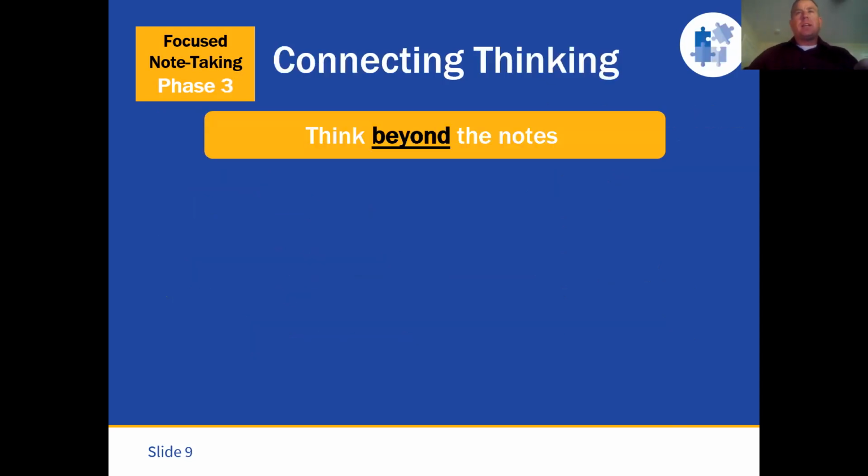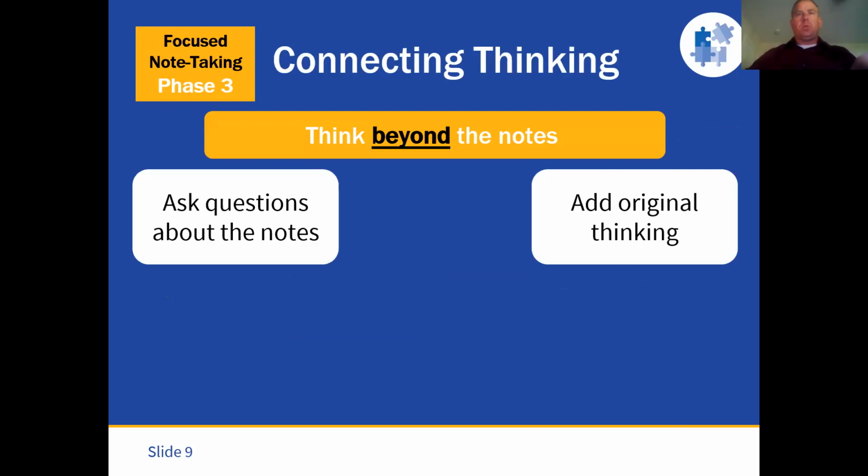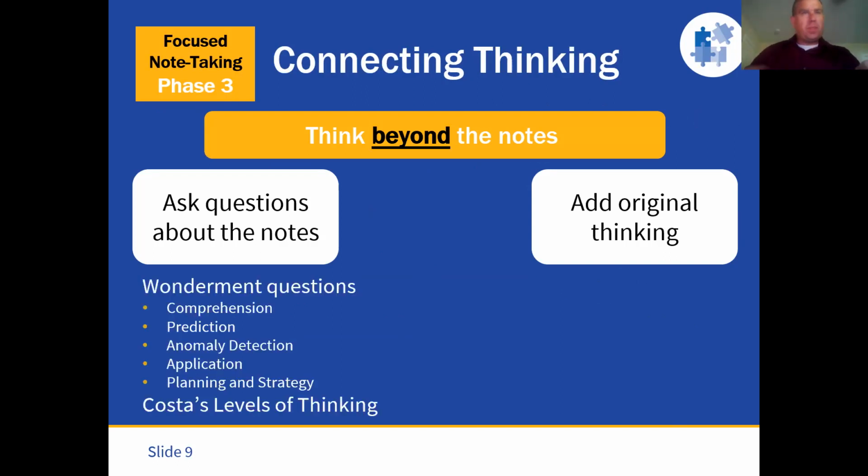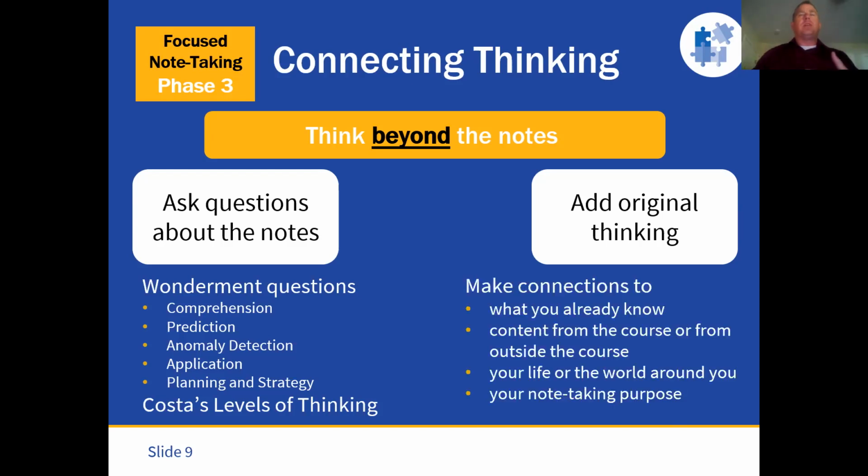Phase 3 is connecting your thinking, going beyond the notes, asking questions. What does this mean? What does this part of the notes lead to? How will it connect to other parts of the notes? Costa's levels of thinking or Bloom's taxonomy are great ways to develop questions regarding the notes that you've taken.